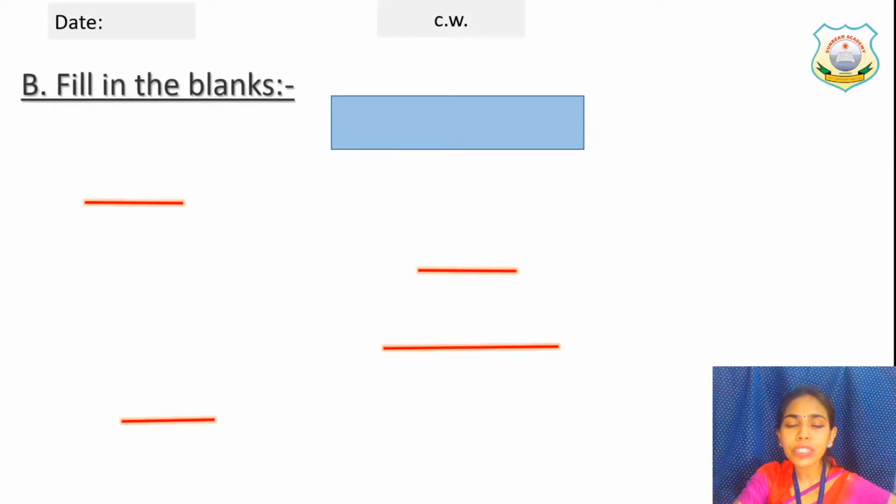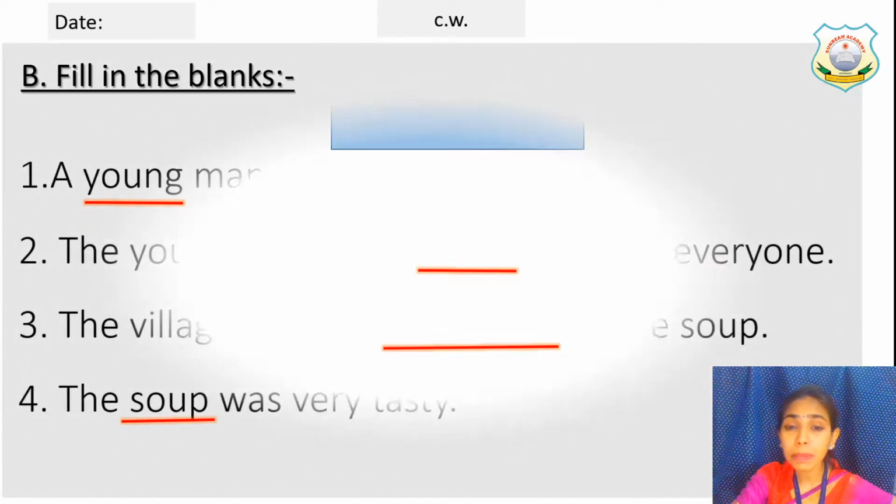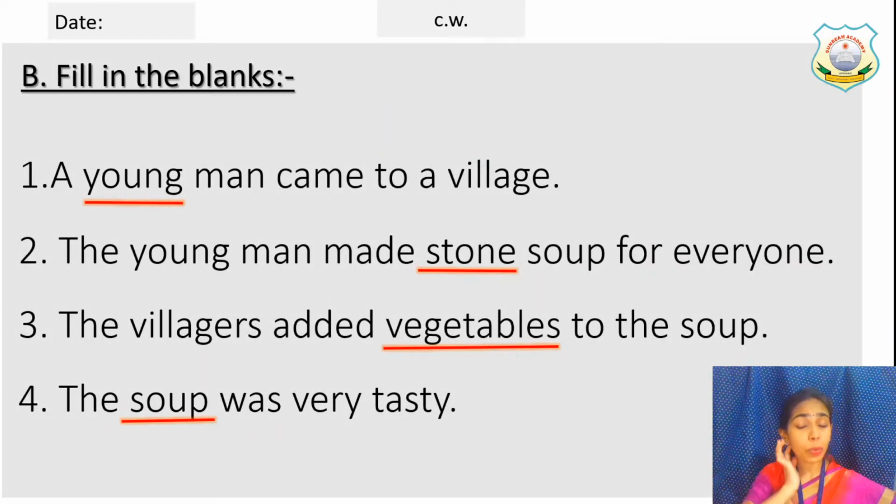Now let's do the revision of fill in the blanks, right? See, here the question can come in any form. You have to learn the statements, the sentences properly, okay? Like if the question comes, a dash man came to a village. So what are you going to write? Young. And what is the spelling of young? Y-O-U-N-G, young.